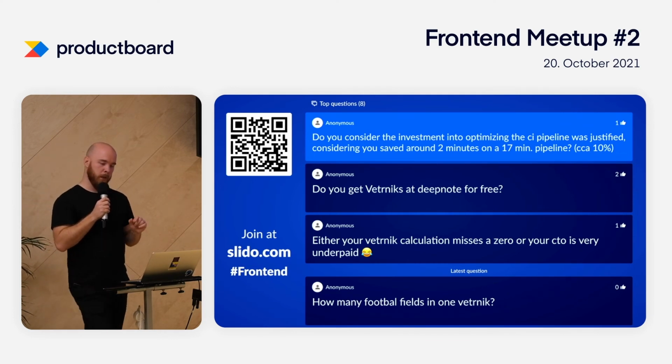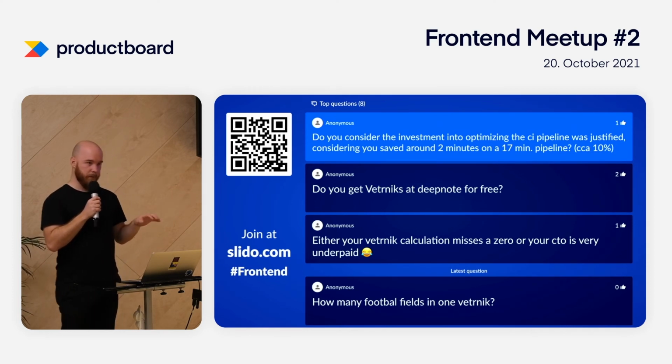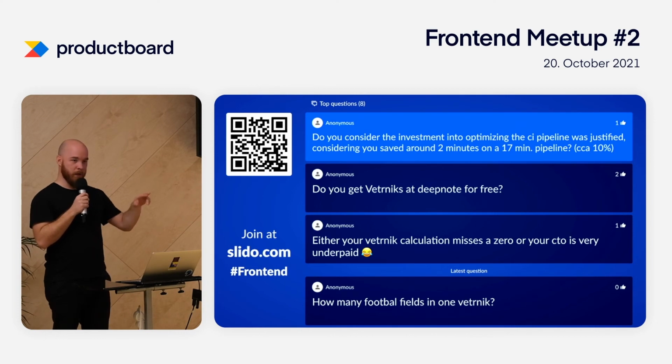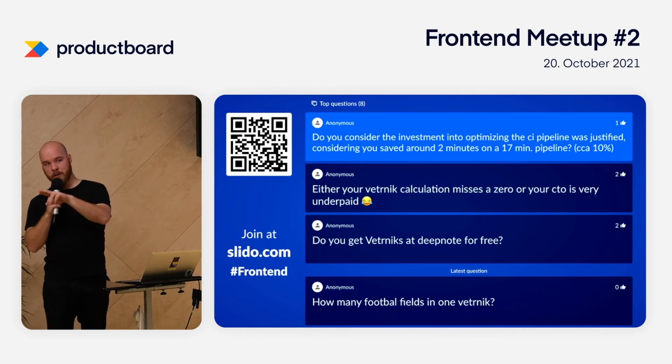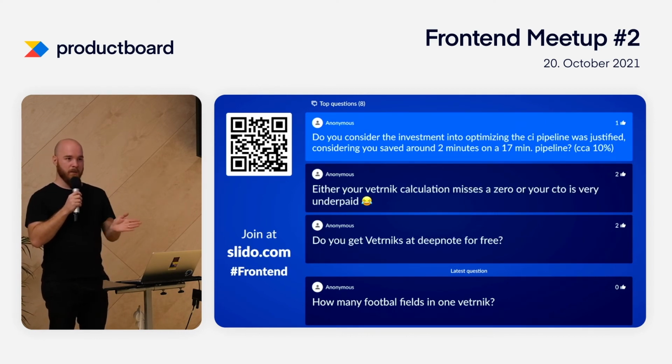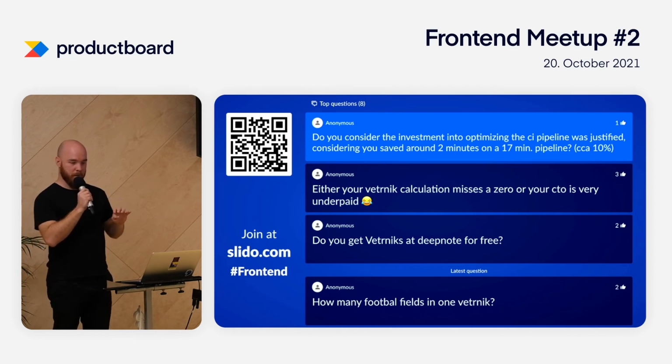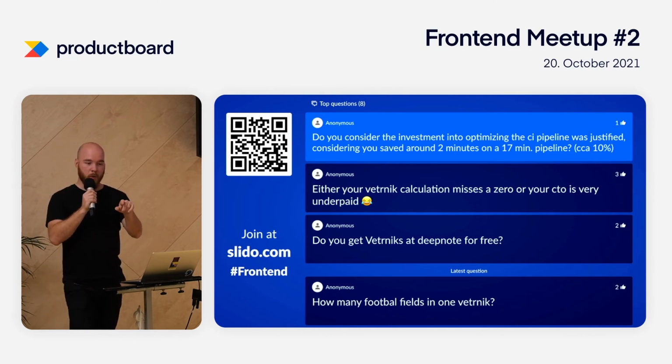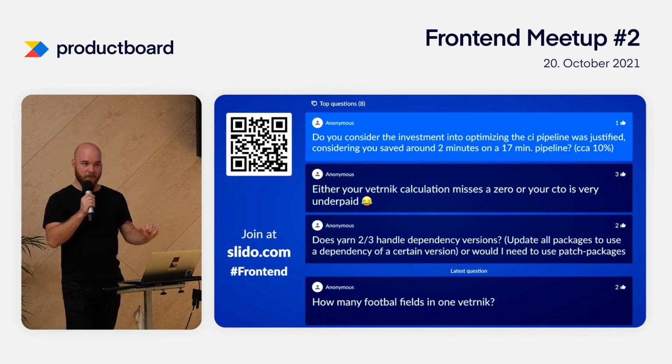Out of these 17 minutes, like 14 minutes was the Cypress tests. And now we use Cypress dashboard where you can get multiple machines, and at the same time they spin up and they run different parts of your Cypress tests. So now we have 4 parallel machines doing the Cypress tests, and we lowered that from like 14 minutes to 5 minutes in the same time. And I was doing that.